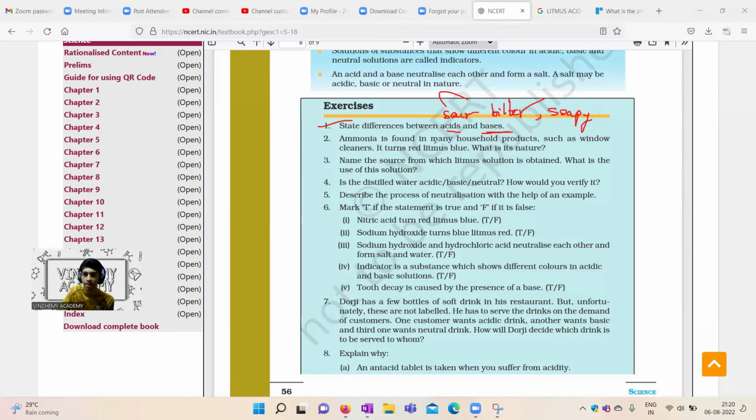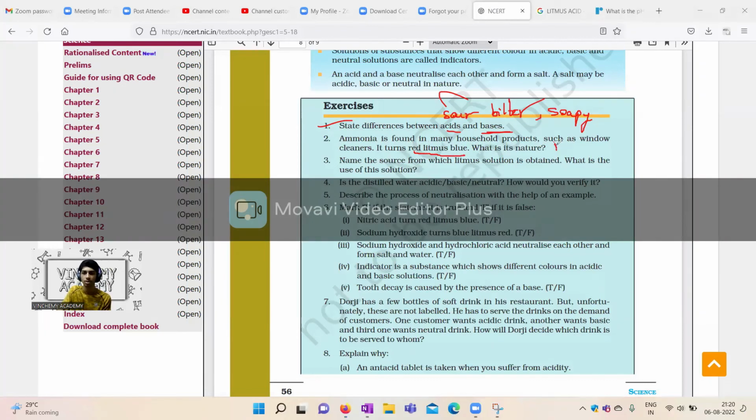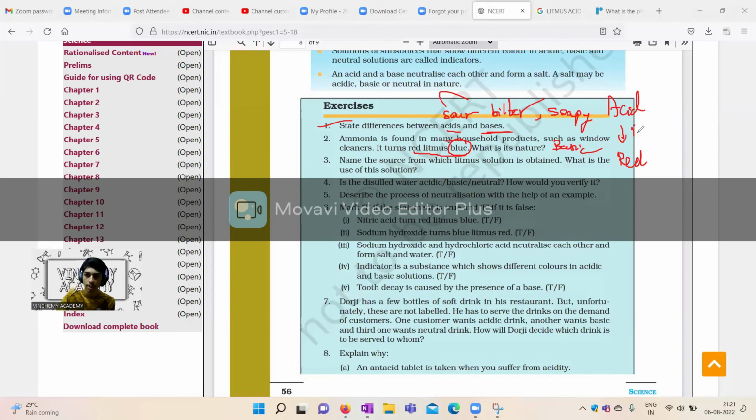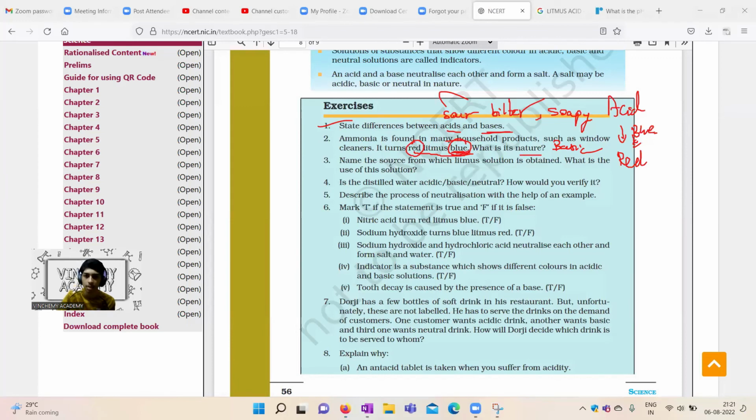Ammonia is found in many household products such as window cleaners. It turns red litmus blue. So which substances turn red litmus blue? Bases. So its nature is basic, because only bases turn litmus to blue. Just remember, acids turn blue litmus to red. Bases turn red litmus to blue. Don't worry about this color. Just remember litmus to blue, because it's basic. So the window cleaner is basic.